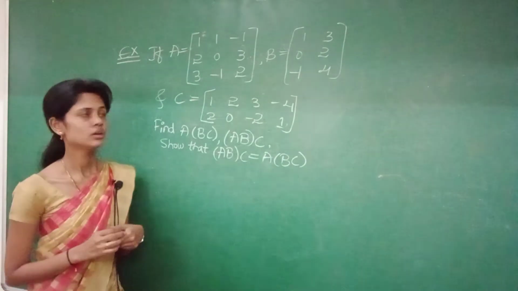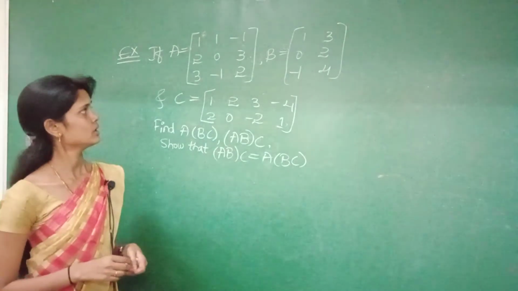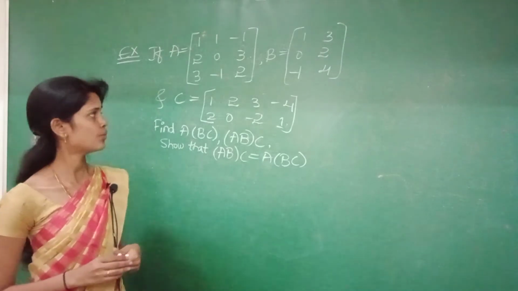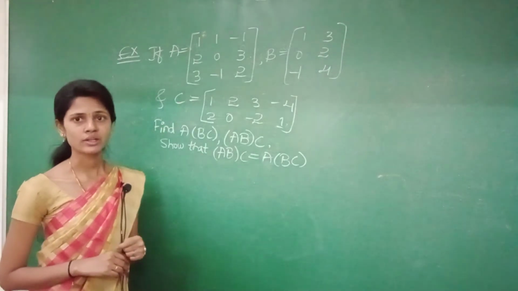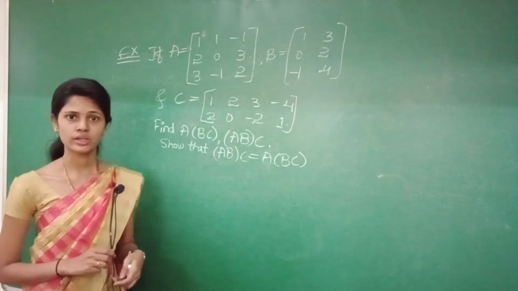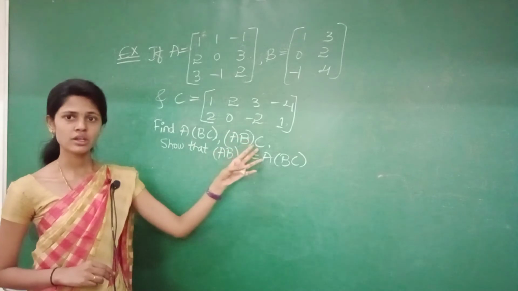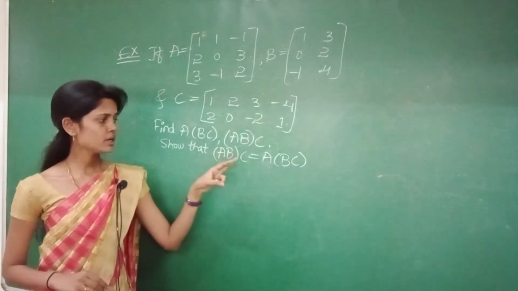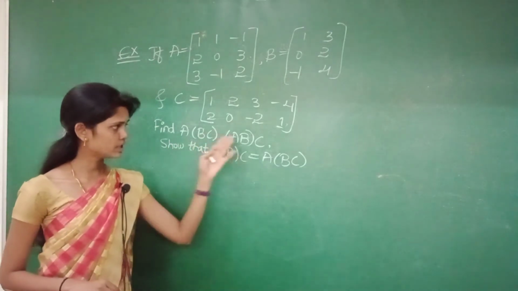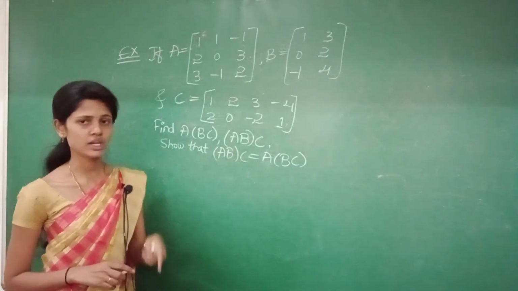Consider one example. If the given matrix A is [1, 1, minus 1; 2, 0, 3; 3, minus 1, 2], and B is [1, 3; 0, 2; minus 1, 4], and C is given as [1, 2, 3, minus 4; 2, 0, minus 2, 1]. Here three matrices are given, and we are asked to find A into BC, AB into C, and also to show that AB into C is equal to A into BC.